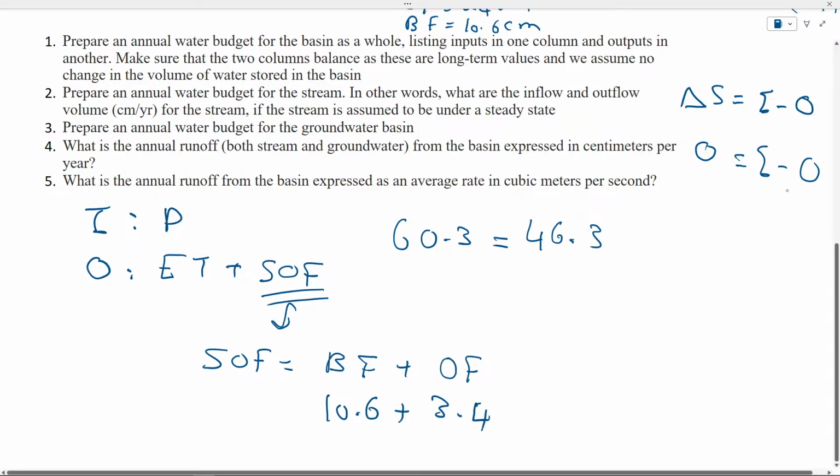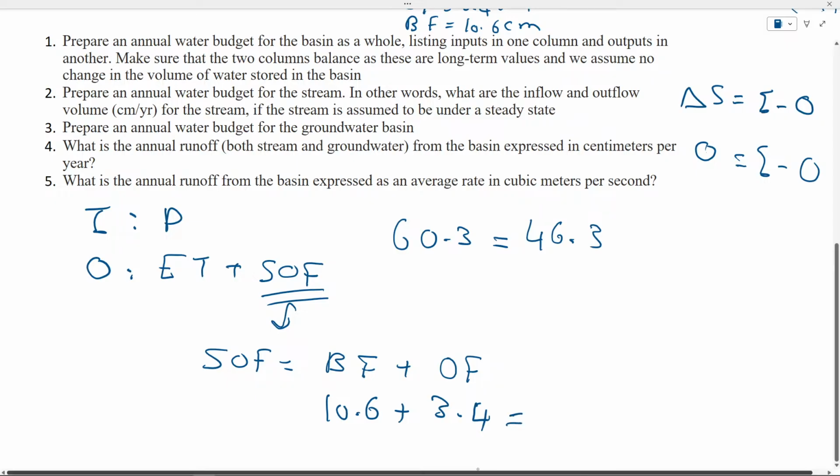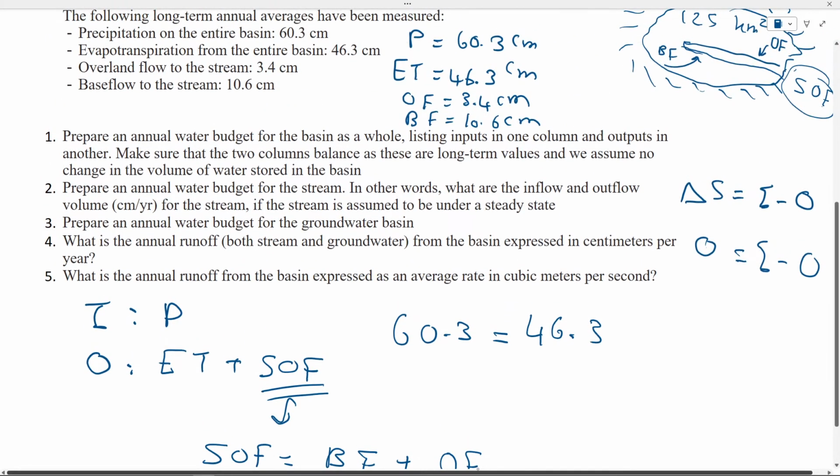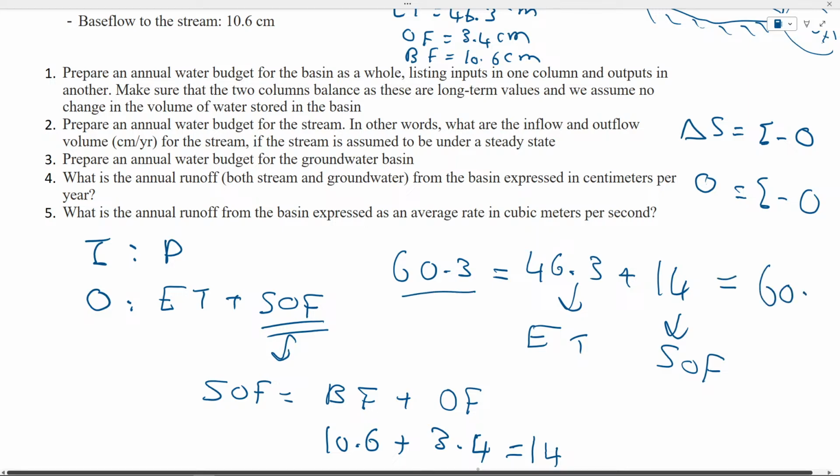And if we add this up, what do we get here? We get 14. So if you add this guy to this guy, the outflow is ET, 46.3, and the stream outflow, that's 14. If you add these two, that will give you 60.3. So we made the balance for the entire catchment.